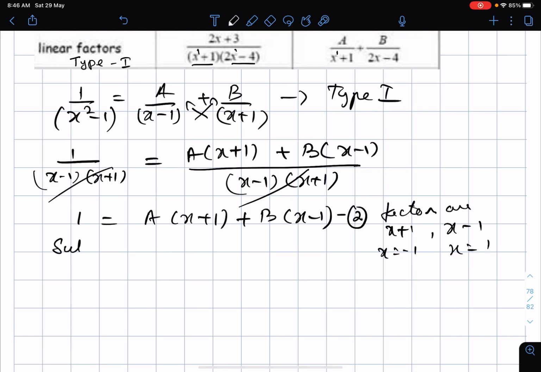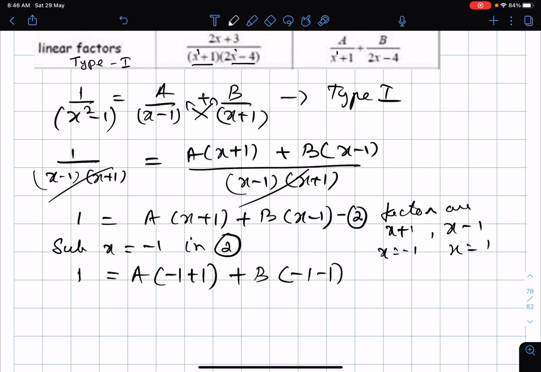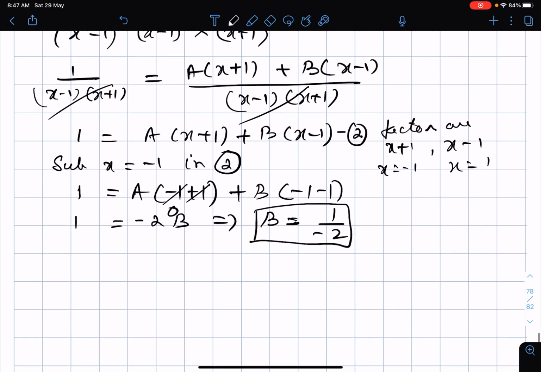Now substitute x equal to minus 1 into 2, wherever you get x you put it as minus 1. 1 equal to a into minus 1 plus 1 plus b into minus 1 minus 1. So this minus 1 and plus 1 cancel, so it becomes 0. So this term gets cancelled. So 1 equal to minus 2b, which implies b equal to 1 by minus 2. So b equal to minus 1 by 2. We have found b.